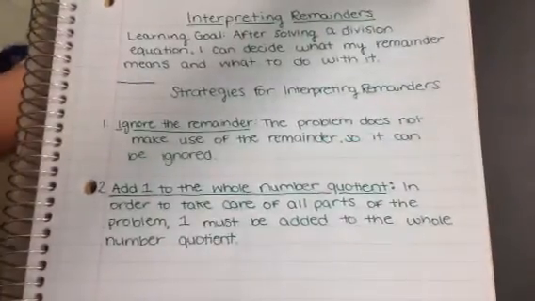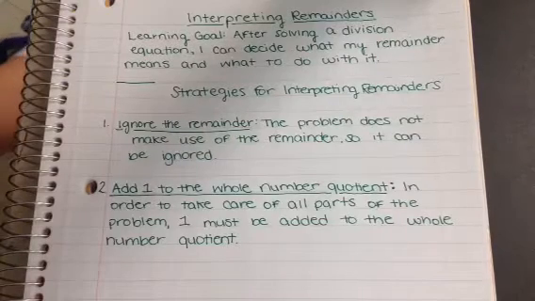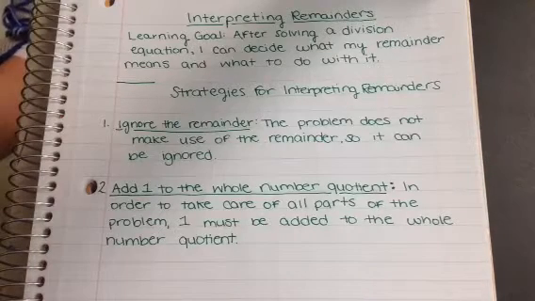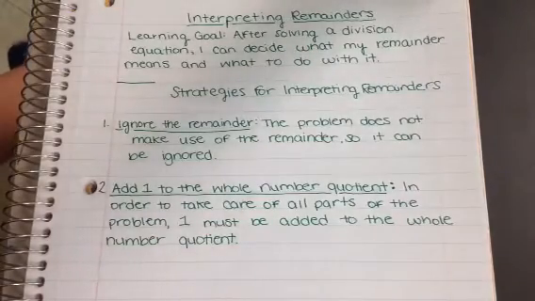Okay, in our next strategy, you are going to add 1 to the whole number quotient. In order to take care of all parts of the problem, 1 must be added to the whole number quotient. Here is an example where you might have to add 1 to your whole number quotient.